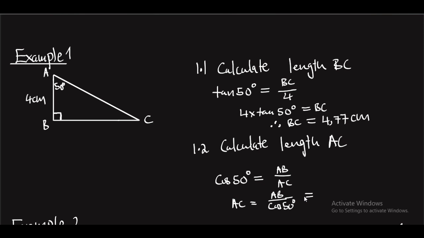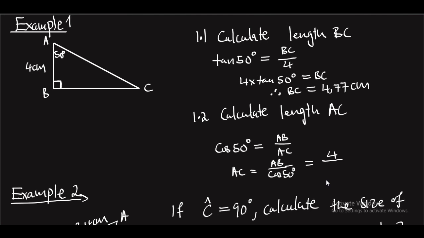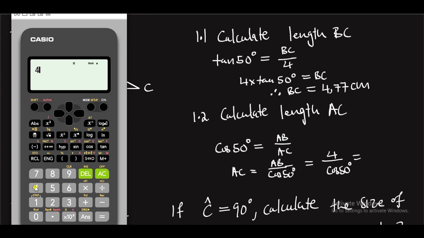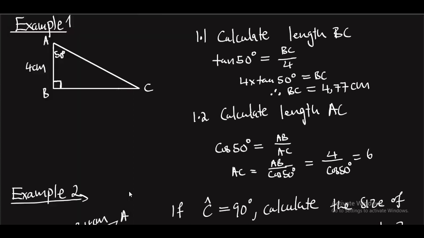Now we substitute AB, which is 4, divided by cos of 50 degrees. Let's see what the numerical value is. So we're going to have 4 divided by cos 50. So it's 6.22, I think. Yes, 6.22 centimeters. As you can see, AC is the longest side compared to the other sides, so this tells us that this is the correct answer.